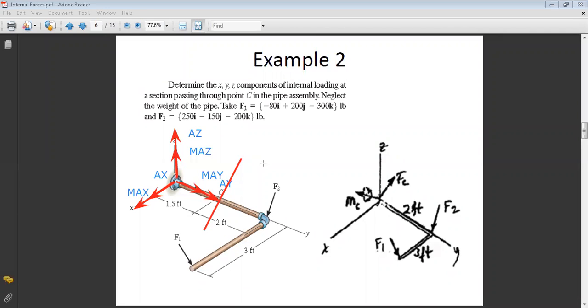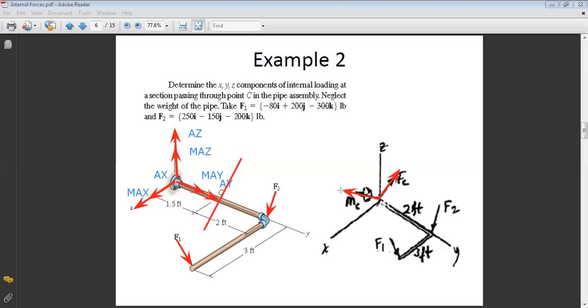Okay. Now, if I keep the second part, what do I have in the second part? I have the force F1. I have the force F2. And I should calculate at C my internal forces and moments. Okay. So at point C, since it's a 3D application, I have a resultant force that can have three components, X, Y, and Z. And I have a couple moment that can have three components, also X, Y, and Z.